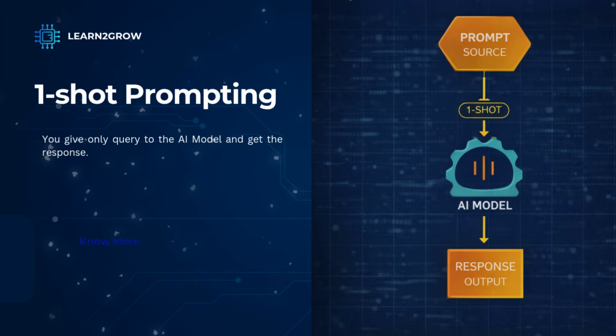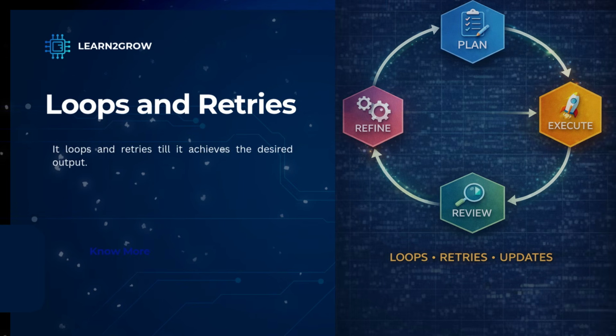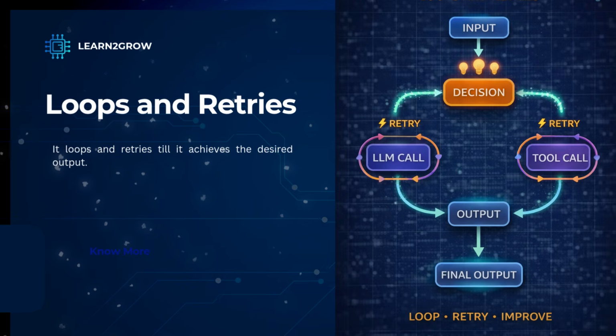What is one-shot prompting? You give a query to the AI model and you get the response. With this flow, you will not get the required result. Moreover, this is based on model response and training. In LangGraph, you have multiple steps. Each step is executed till it achieves the desired output. If it doesn't achieve the desired output, it retries. It retries and refines the results through reasoning.